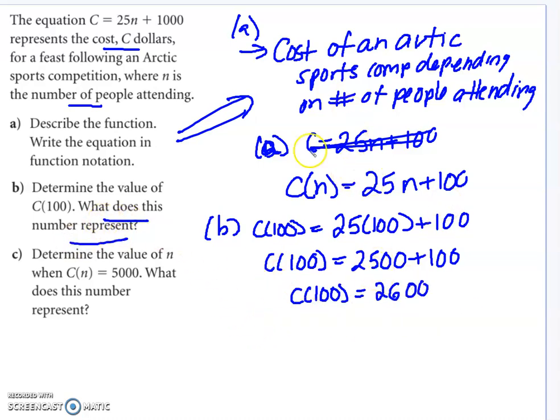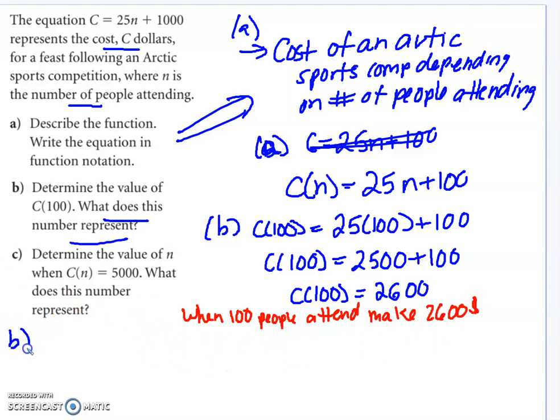So what does this represent? A big important part of this math is understanding what your answer means. This is telling us when 100 people attend, you make $2,600.